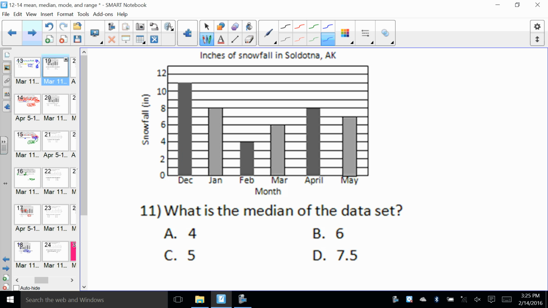Okay, moving on to the next one. What is the median of the data set? Well, this one's a little bit trickier because we're going to have to, first of all, find all the data points. We're going to have to put them in order from least to greatest, and then we're going to have to find the middle. So we have some work cut out for us here.